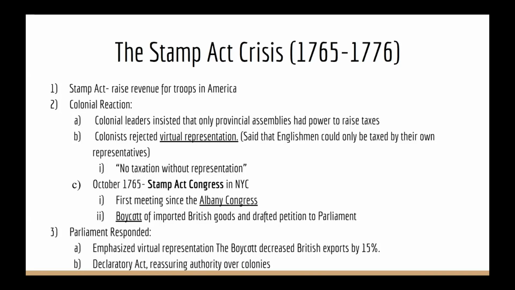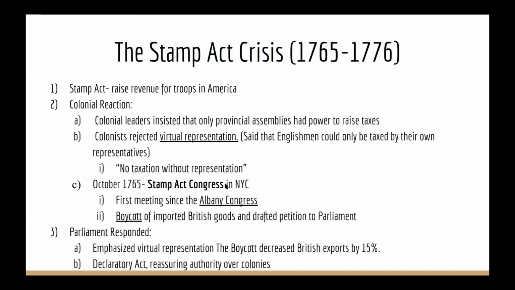The most important saying out of this Stamp Act crisis would probably have to be "No taxation without representation." Basically, it's self-explanatory. It says that we need to be represented in order to be taxed, and virtual representation isn't enough. We have to physically be there. We have to have our own local elected officials.